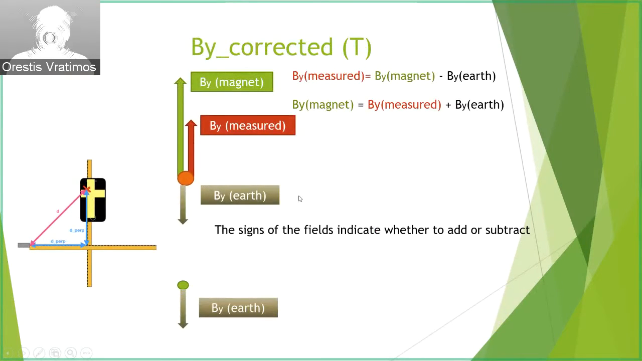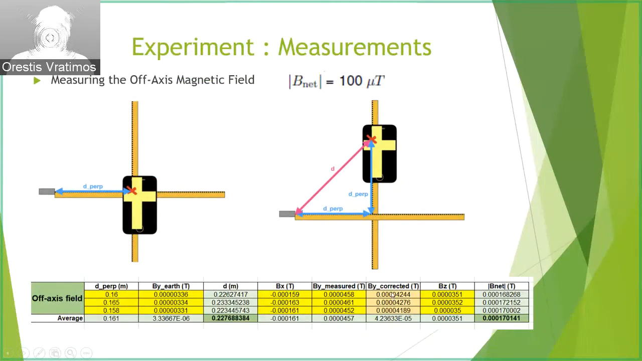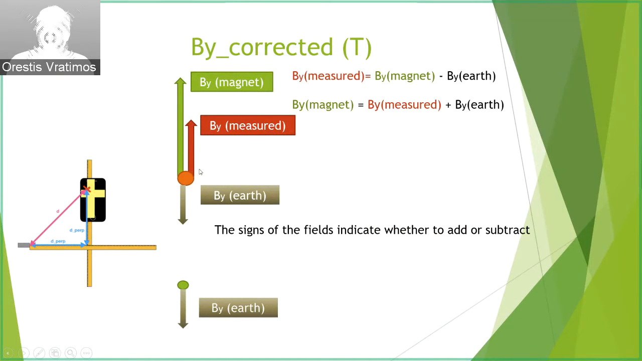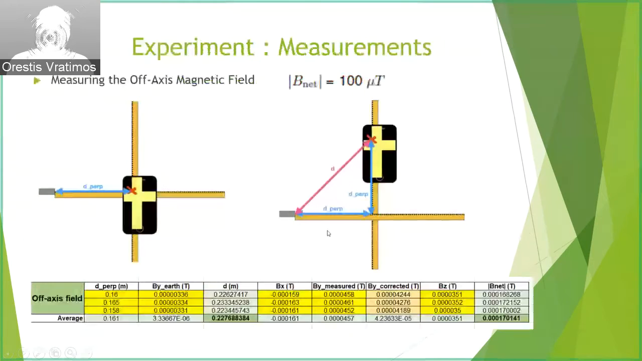And here's the example. I wanted to mention how I found the rest of the B corrected. Basically, we have the vectors. Imagine that this spot is here and this spot is right here. So we have B measured equaling the difference of B magnet minus B earth, and so B magnet is B measured plus B earth. But be careful, because the sign of the field will indicate whether to add or subtract, since we're handling vectors. In my case, I did the difference.